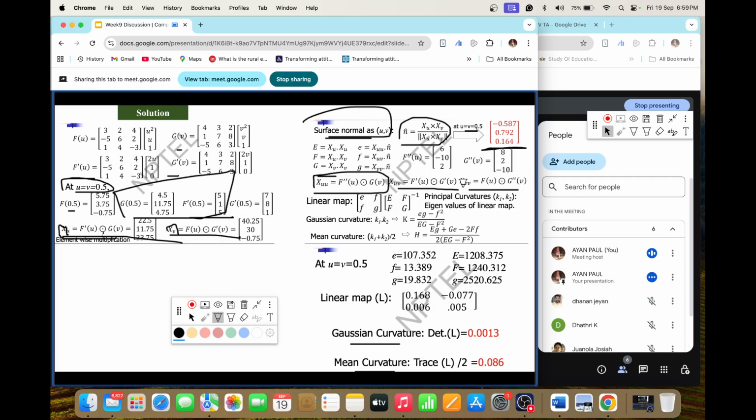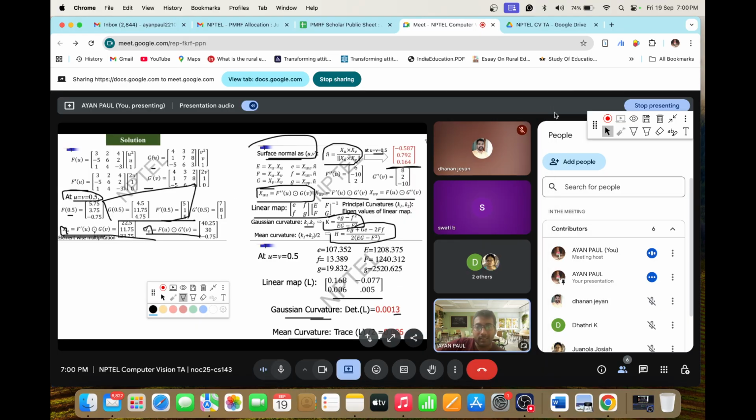Once you have these three things and you have the normal curvature, you can get the small e, small f, and small g. After that you can perform this linear map. Either you simplify this and calculate the eigenvalues, or otherwise these are the formulas that we already know. By this you can get the Gaussian curvature and the mean curvature. So the linear map comes to this, the Gaussian curvature comes to this, and the mean curvature comes to this. This is how you have to proceed.